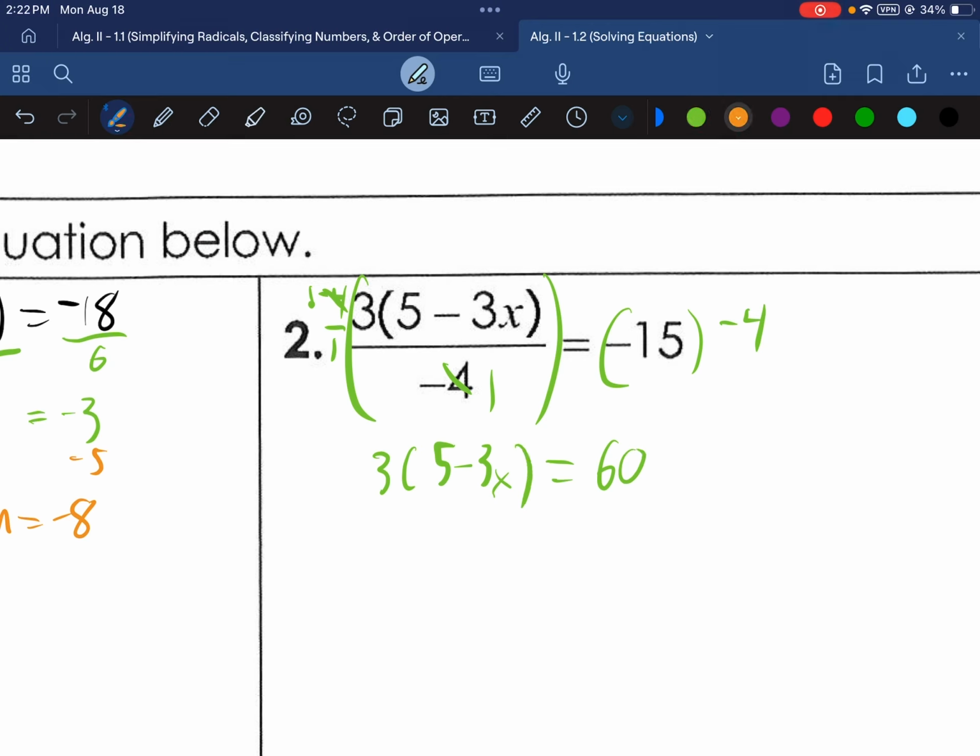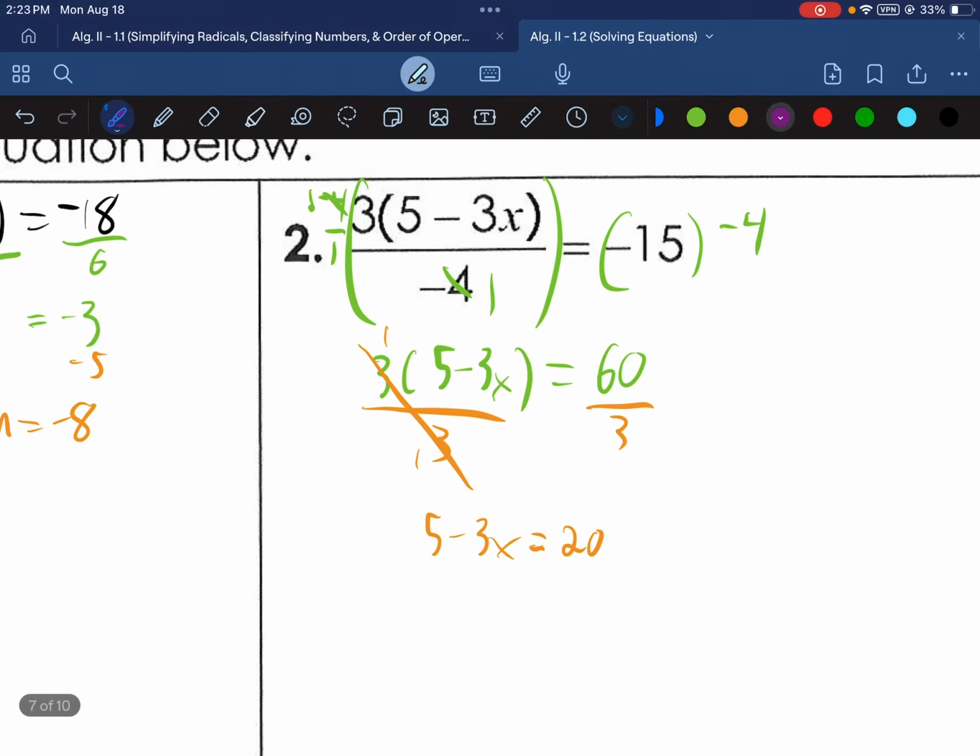and so we end up getting 3 times the quantity of 5 minus 3x is equal to positive 60. Like I talked about earlier, you could just divide both sides by 3 at this point, or you can distribute that 3. Since I noticed that 60 is divisible by 3, I'm going to go ahead and divide by 3. Those 3s reduce to 1, and now I get 5 minus 3x equals 20. That gets my numbers smaller, and it saves me a step later.